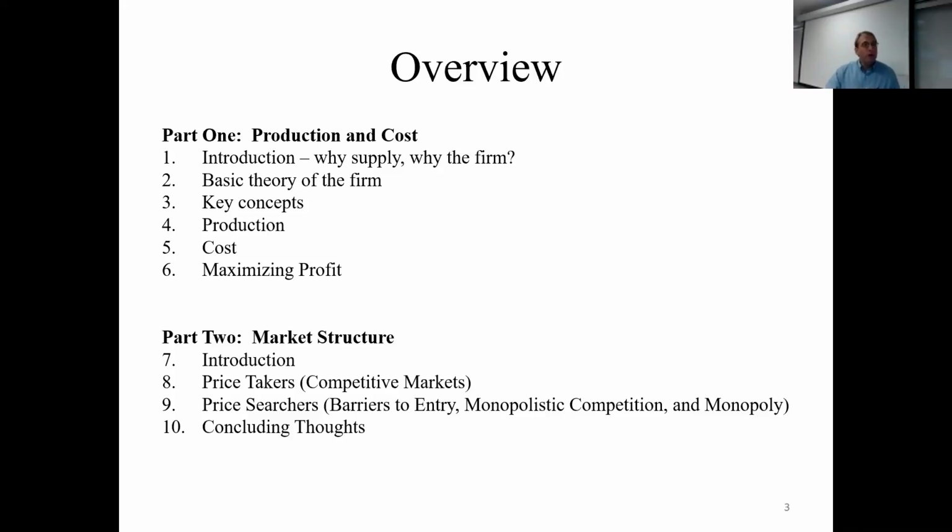On the other hand, a price searcher is a firm that has a unique product that it's making, or it's the only one in the market, so it's going to have to decide where to set its price. It could set a super low price and sell a lot, but not make very much on each unit, or it could sell a super high price and not sell very much.